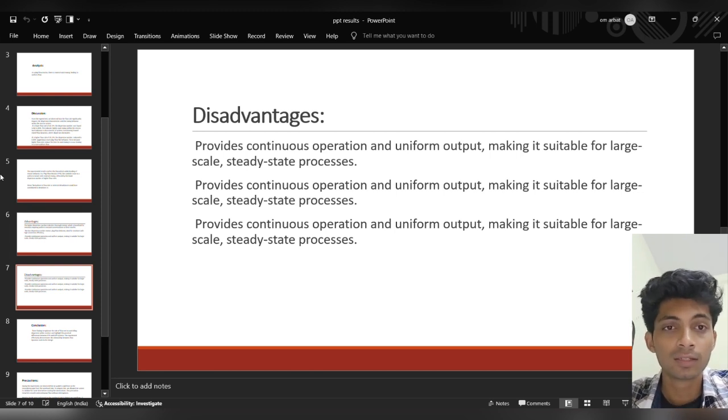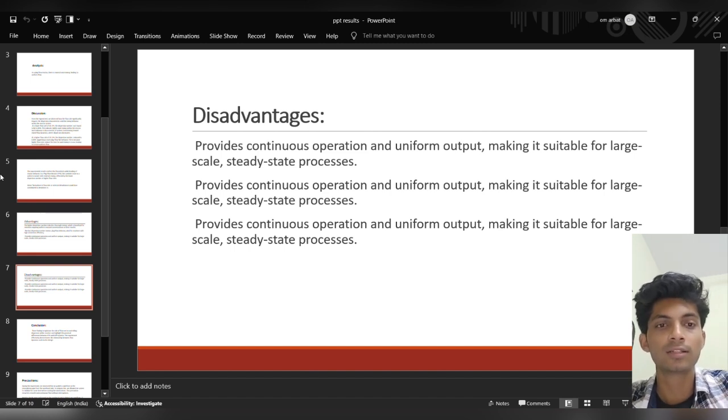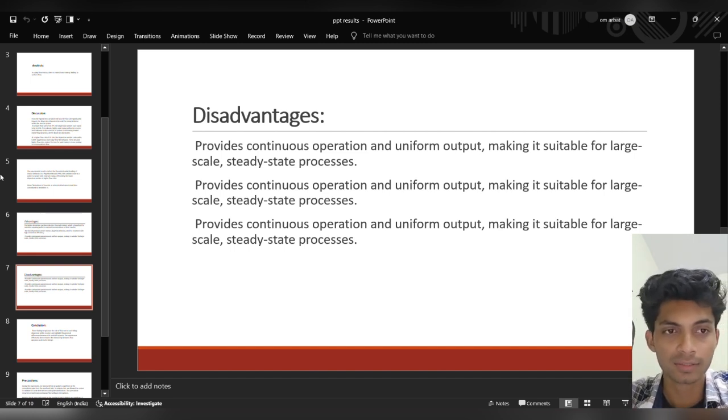Thirdly, reactor type implications. For CSTR, high energy demand for stirring and mixing, less efficient for reactions requiring high conversion. Now for PFR, sensitive to feed variability and challenging to maintain uniform conditions over large reactor lengths. So by understanding these advantages and disadvantages, we can select the optimal reactor design and operating conditions based on the specific needs of the process.